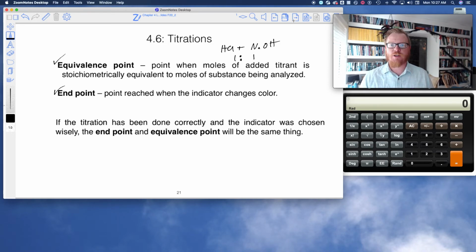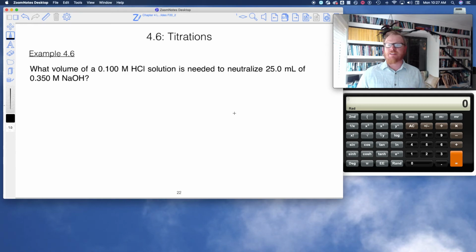Okay, and now the last thing that I want to do here is the sample calculation. So this is stoichiometry. This is basically our reaction stoichiometry. Okay? So I'm going to walk you through what I'm doing here.